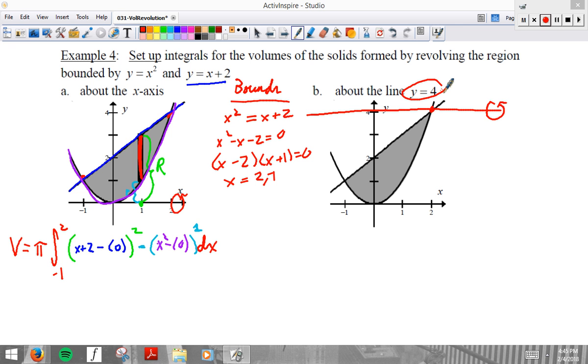Perpendicular. We want it to be perpendicular to our axis of revolution. So I'm drawing this. Here's my representative rectangle. This axis of revolution is not a side of my region, so I'm definitely going to use the disk method. So we're still talking about volume equals pi. He still has to travel from the leftmost x-bound to the rightmost x-bound, -1 to 2. Still going to be a dx rectangle.